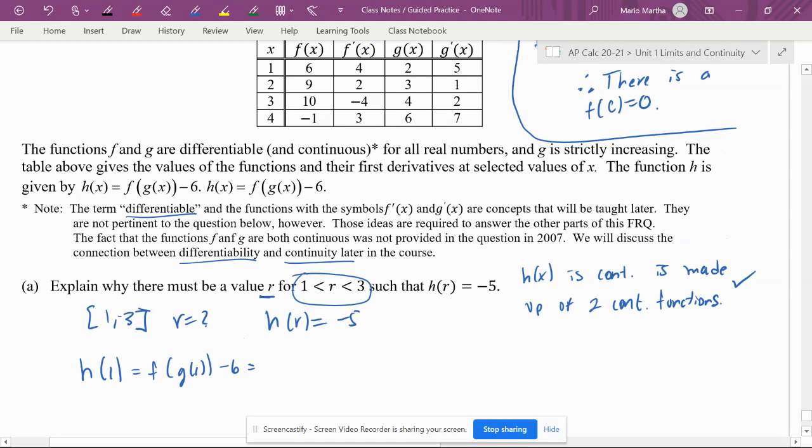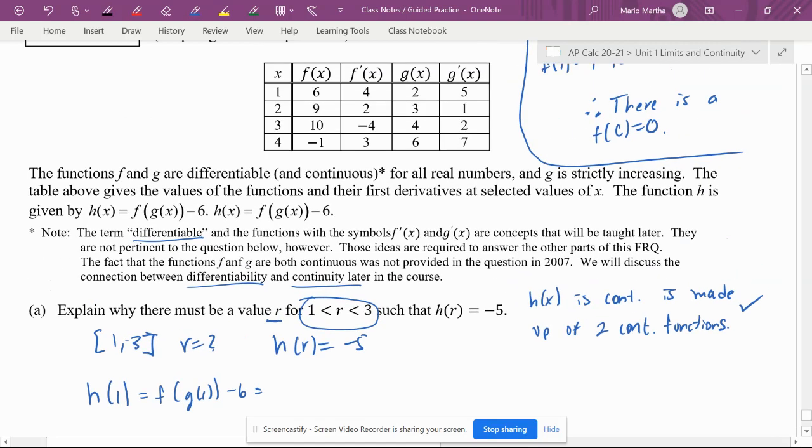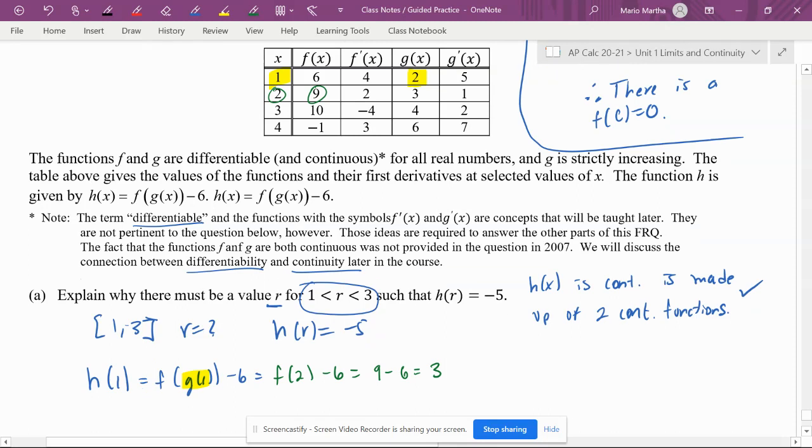So in these types of questions, the first thing you should do is look for what's the inside, right? These are composite questions. So we're looking for g of 1. So 1's right here. And then this is g of 1, which would be 2. So our next step becomes f of 2 minus 6. All right, so now I go to 2 on the x, I go to f, which is 9, and that gives me 9 minus 6, which is equal to positive 3. So I have my first endpoint of the range.